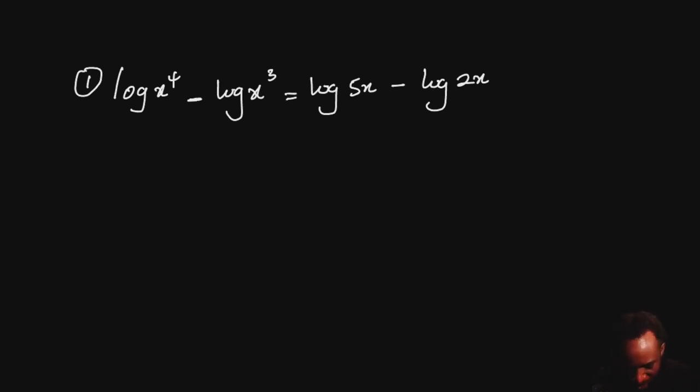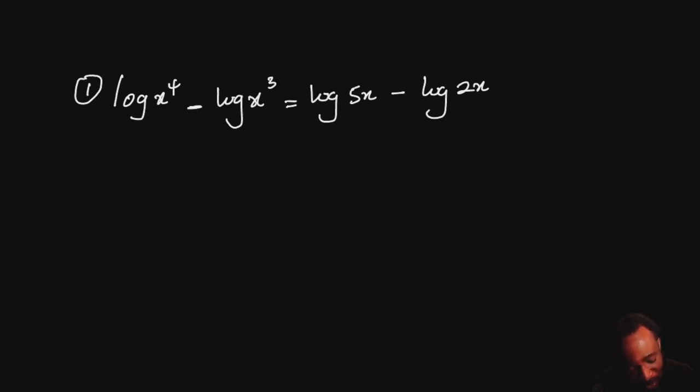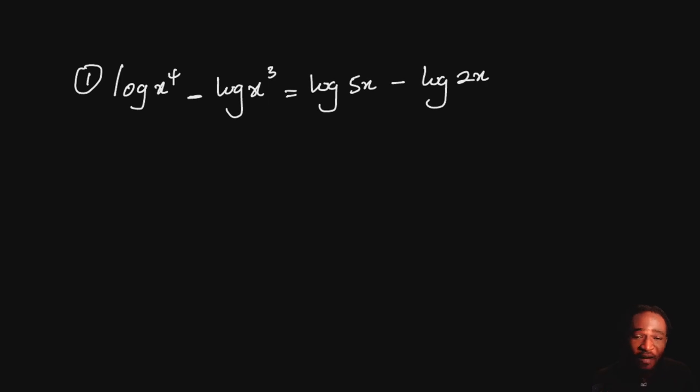So we have the first question: log x to the power 4 minus log x to the power 3 is equal to log 5x minus log 2x, and we are supposed to find x. Let's find your x. So what are you going to do now? We are supposed to utilize the laws of logarithms, and according to the third law of logarithm, we can drop this 4 all the way to this side.